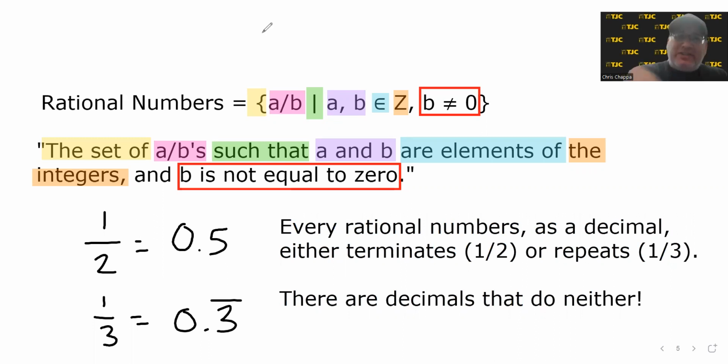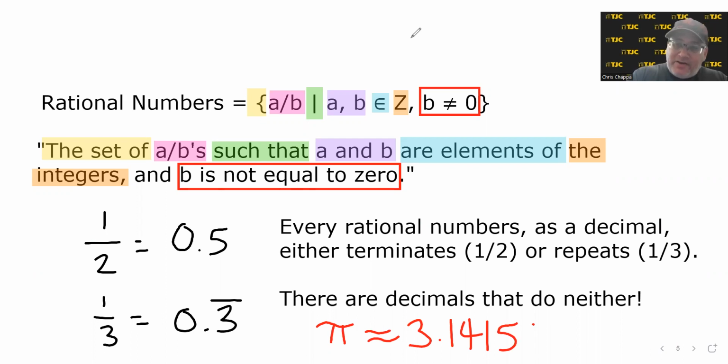What's an example of a decimal that does neither? Pi. Now, most people think pi is 3.14, but the truth is it's 3.14159, and then it goes forever and never repeats. So if it goes forever and never repeats, then it can't be a rational number, because as a rational number, it would either stop like 1/2 or repeat like 1/3. So what do we do with numbers like those? Well, we need a bigger set of numbers.